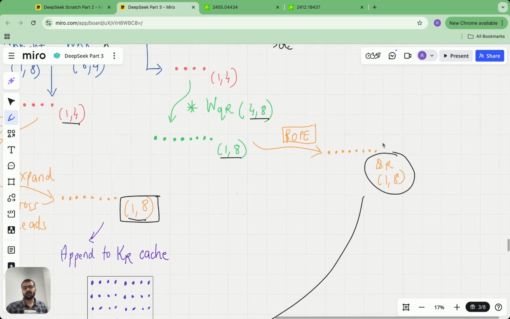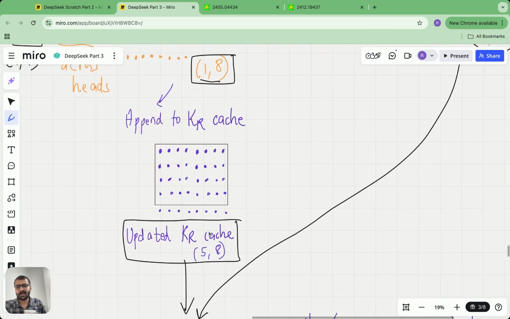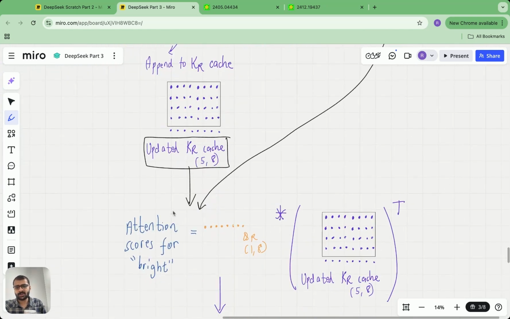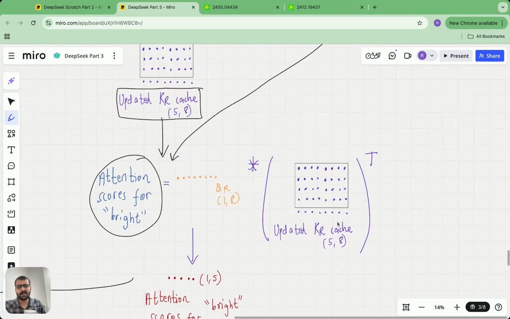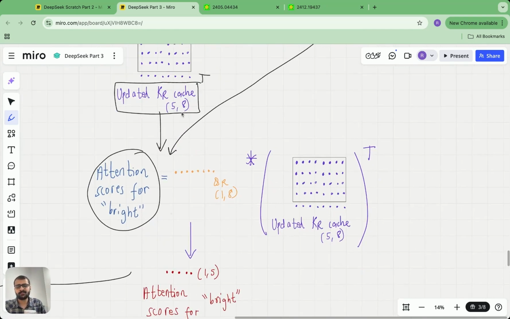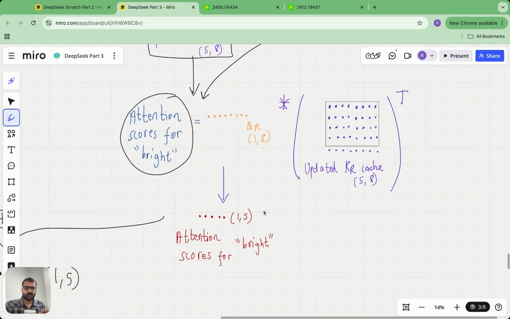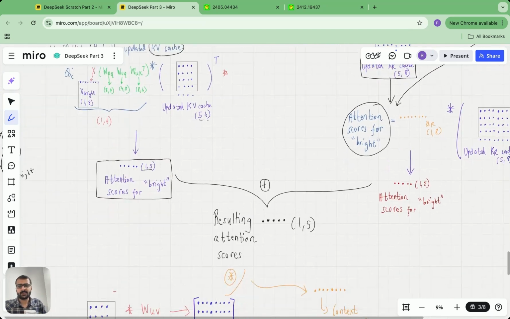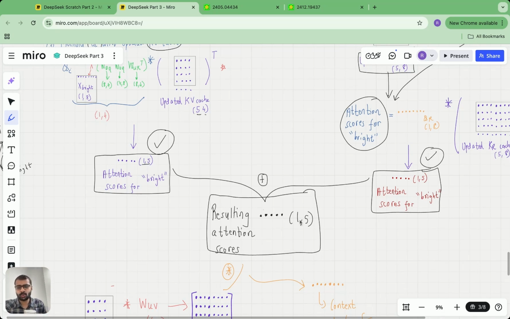We don't need to cache this at all because that's the query vector for the new token, and I have my KR, updated KR cache, which is 5 comma 8. So to get the attention scores for bright in this second pathway, we just multiply the query vector QR, 1 by 8, by the updated KR cache transpose, so 5 comma 8 transpose, so this will be 1 comma 5. That will be the attention scores for bright computed through the second pathway. So through the first pathway, the attention scores for bright is 1 comma 5. Through the second pathway, also the attention scores for bright is 1 comma 5. Then we are going to add these two vectors together, and that is going to give me my resultant attention scores, 1 comma 5.